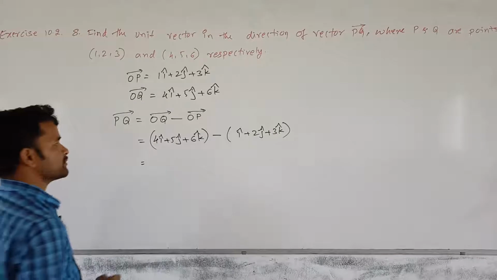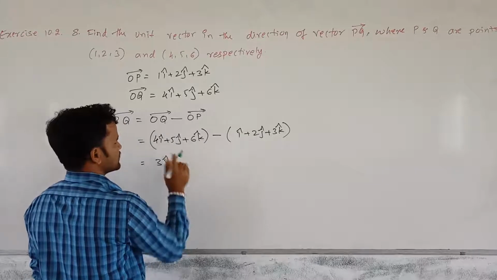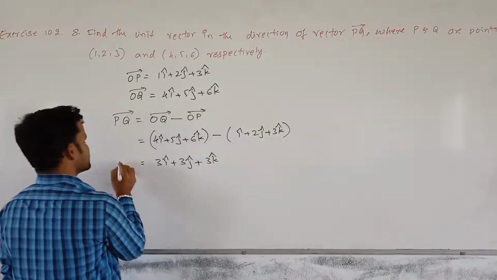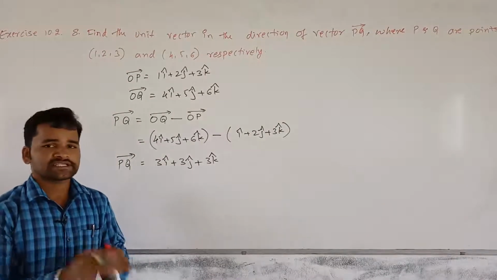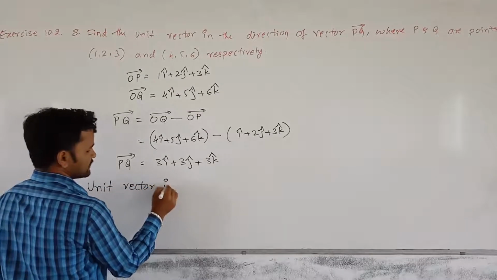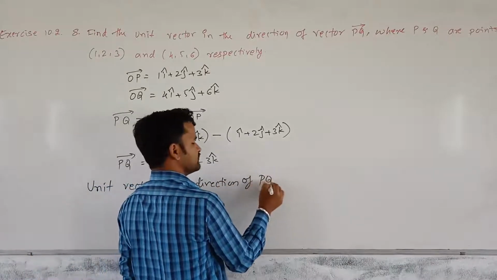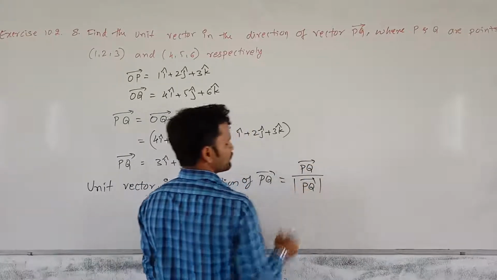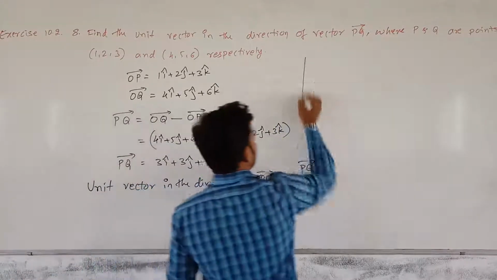Now, corresponding components subtraction: 4i minus i, 3i; 5j minus 2j, 3j; 6k minus 3k, 3k. What is this? This is vector PQ. They asked you to find out a unit vector in the direction of this vector PQ. So, unit vector in the direction of vector PQ is equal to vector PQ divided by magnitude of vector PQ. Do you know the magnitude of vector PQ? We don't know. Let me find out here separately.